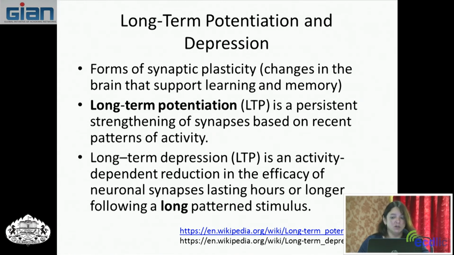So long-term potentiation, or LTP, is a persistent strengthening of synapses based on recent patterns of activity. So again, as you continue to use or have repeated exposure to something, you're strengthening patterns of synapses based on what is working in the brain in response to this task. Long-term depression, or LTD, on the other hand, is an activity-dependent reduction in the efficacy of neuronal synapses, lasting hours or longer following a long pattern stimulus. So this is the decrease in the strength of a synapse over time. So these two mechanisms are in place to help us learn or get rid of things that are not relevant to us.